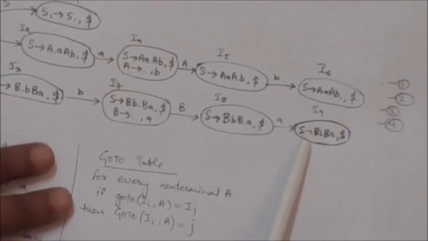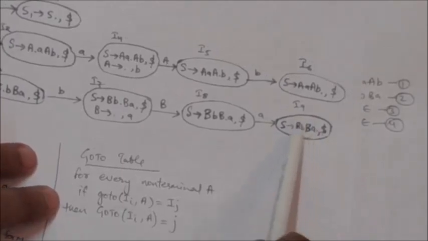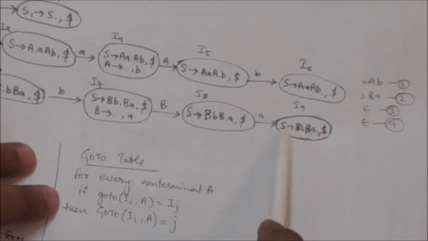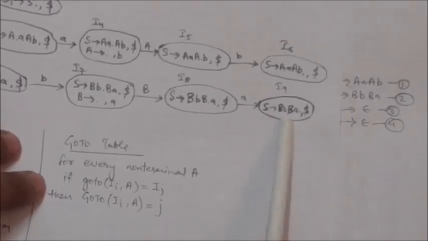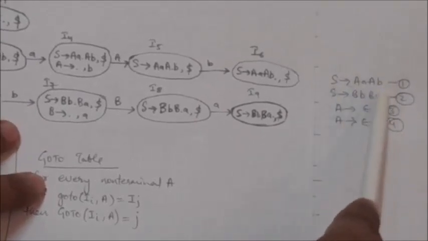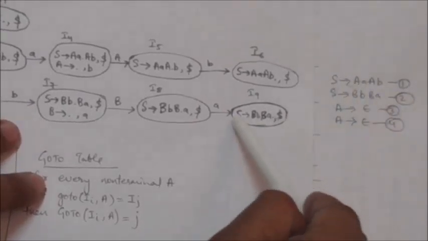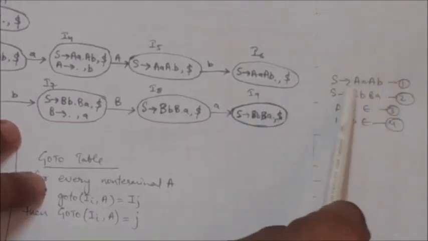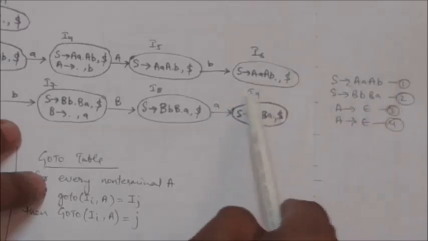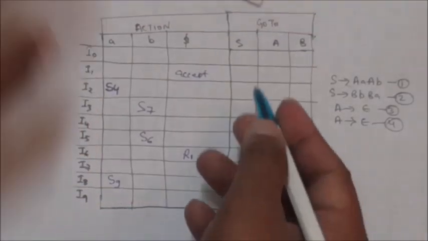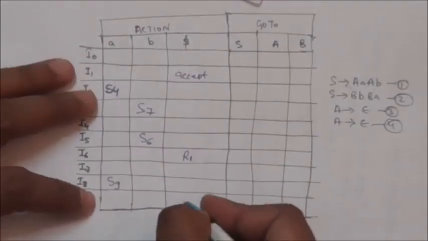Now see here the state I9. In state I9 also we have an item in which the dot on the right side is at the rightmost position, and the lookahead symbol is dollar. Now you can see this item S derives BBBA. The production rule S derives BBBA is production rule number 2. So in the row labeled by I9 and column labeled by dollar, I will write R2, meaning reduction by production rule number 2.